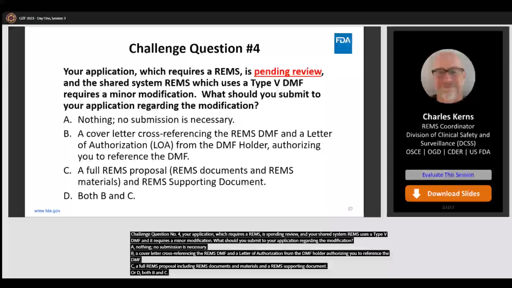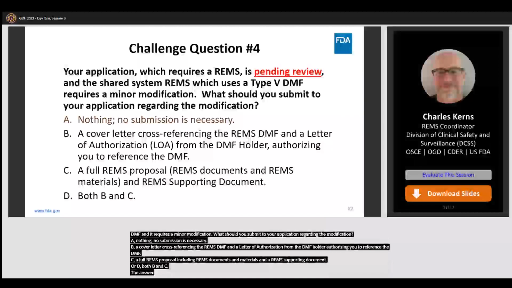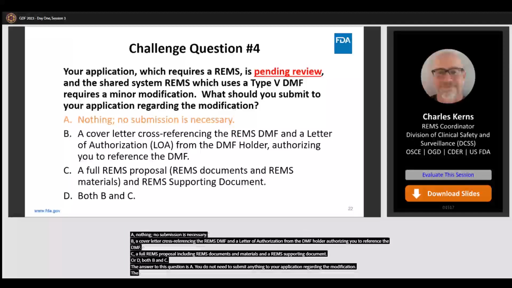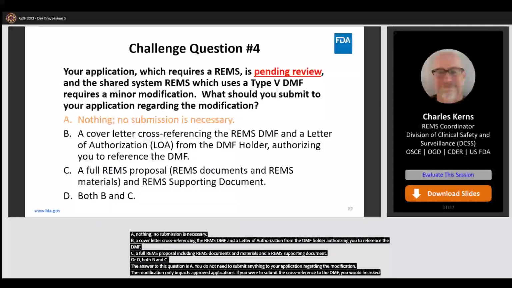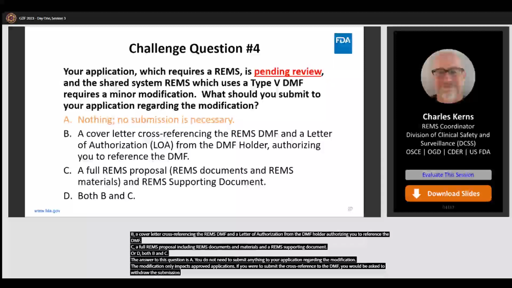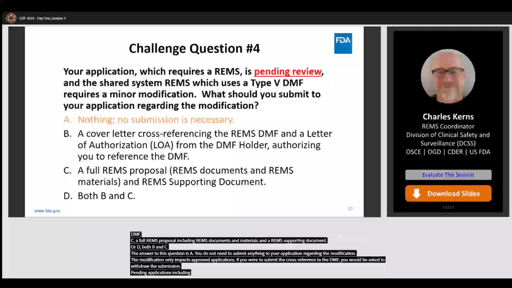The answer to this question is A. You do not need to submit anything to your application regarding the modification. The modification only impacts approved applications. If you were to submit the cross-reference to the DMF, you would be asked to withdraw the submission. Pending applications, including those in complete response status and those that are tentatively approved, are not required to submit REMS modifications to their application.